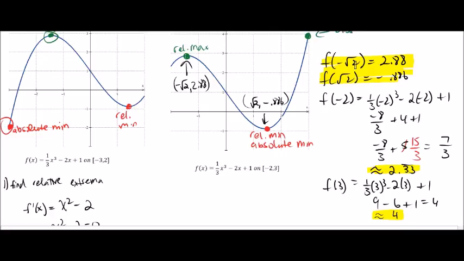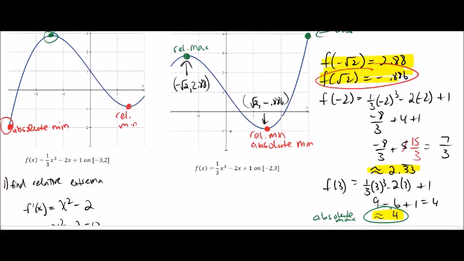Well, it looks like, in this case, the highest value is the 4. So on this interval, even though it's the same function, the endpoint produces a higher value than the relative maximum. So the absolute max is going to be 4 on this interval at x equals 3. And then the absolute minimum is going to be the lowest value, which in this case is going to be the square root of 2 for the x value, and the function value is going to be negative 0.886.